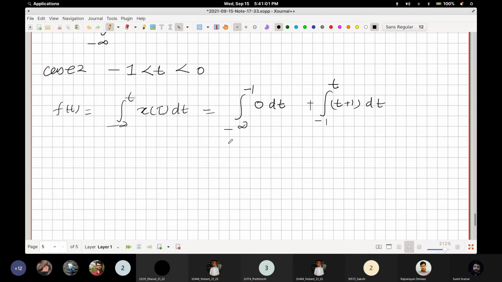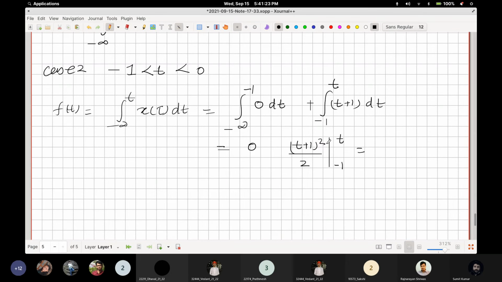Now if you integrate this part, you will get 0, and if you integrate this part, what will you get? t plus 1 whole square divided by 2, isn't it? And you will have to put limits -1 and t. So when you put -1, it will be 0 automatically, right? Can you see this?